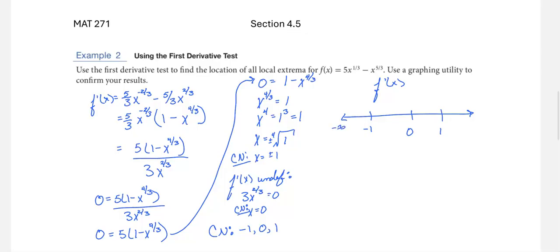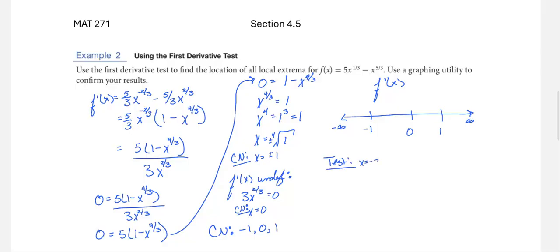The sign chart's going to go from negative infinity to positive infinity. That's going to happen because the domain of this function, if I'm looking at cube roots here and here, I can take the cube root of any number. So I do not have any domain restrictions.